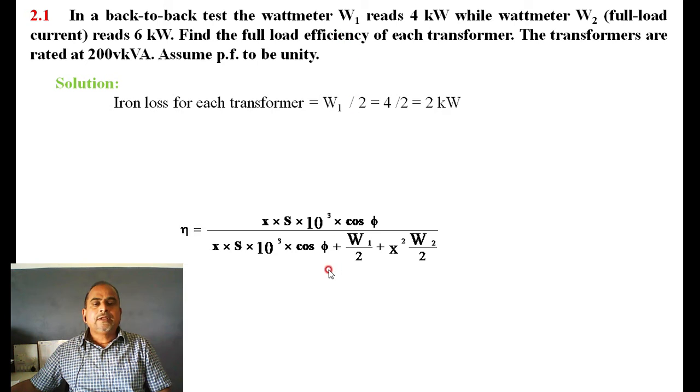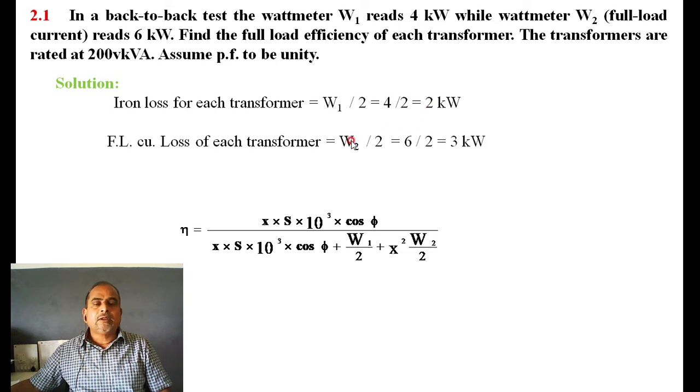The first thing is W1 by 2, that is the iron loss. What is the total iron loss of the transformer? 4 kilowatt. Therefore, for each transformer it is 4 by 2, that is 2 kilowatt. Similarly, the copper loss is given by W2. Then for each transformer it is once again W2 by 2, that is equal to 3 kilowatt. Or straight away you can substitute in this equation.